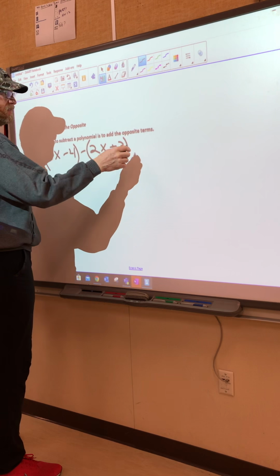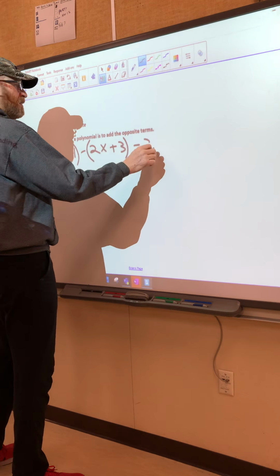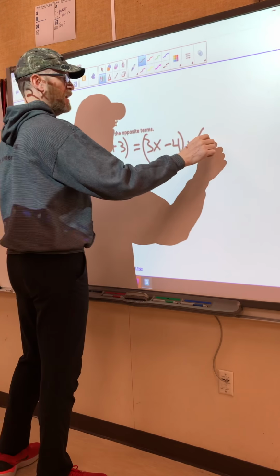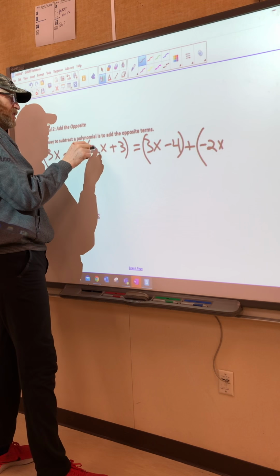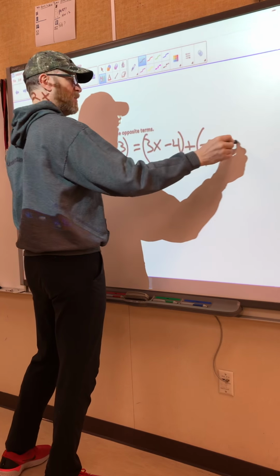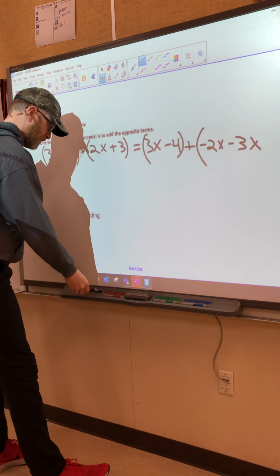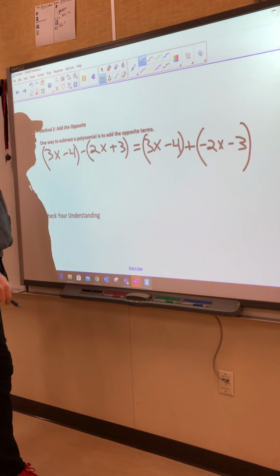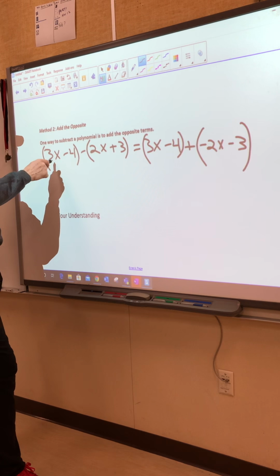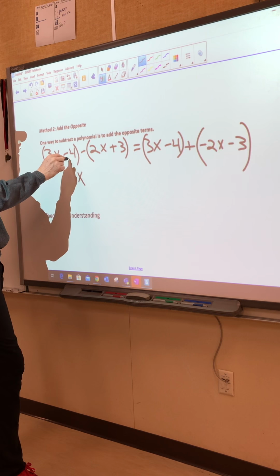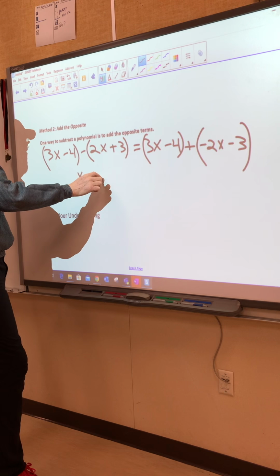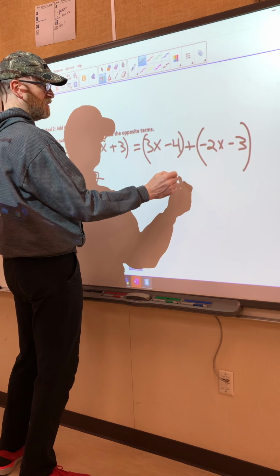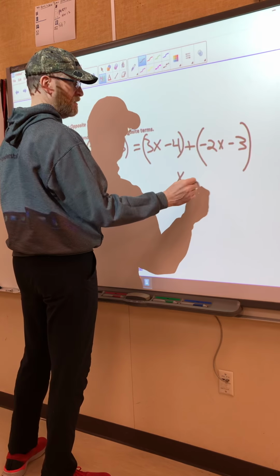So believe it or not, this is the same as 3x minus 4 plus negative 2x, because this is a positive here, so change that. This is positive, change the negative, minus 3, not 3x. They're the same thing. This works out to be 3x minus 2x is x, negative 4 minus positive 3 is negative 7. 3x plus negative 2x is x. Negative 4 add negative 3, negative 7.